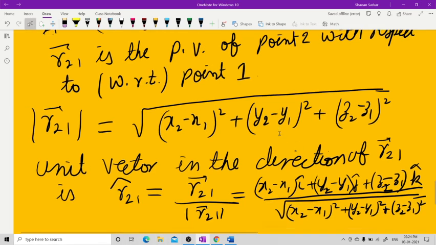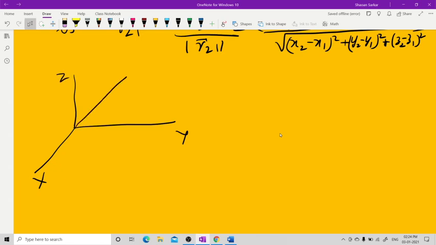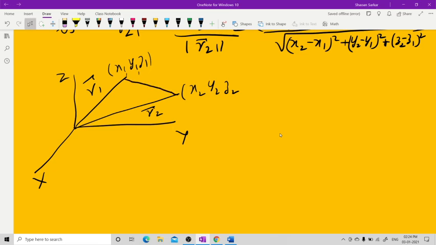Now supposing I want to find the other way around. That means I have the same picture. This is x, y and z. This is my position vector R1. This is my position vector R2. This is x2, y2, z2. And this is your x1, y1, z1. And now I want to find the other way around. I want to find R1 with respect to 2. So I'll write it like this.